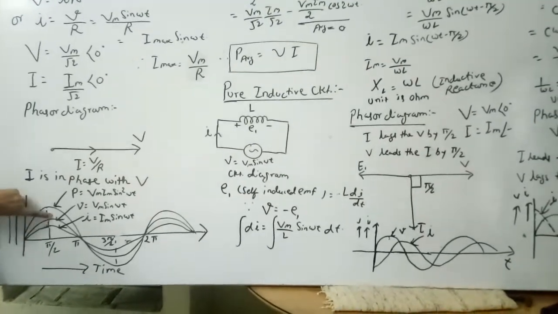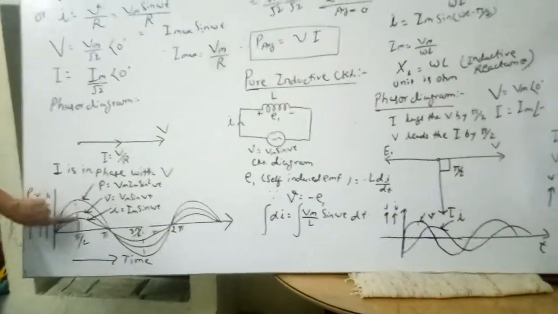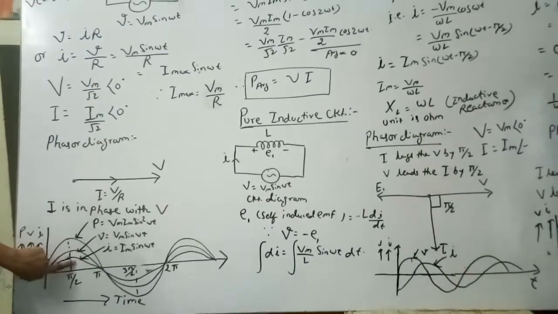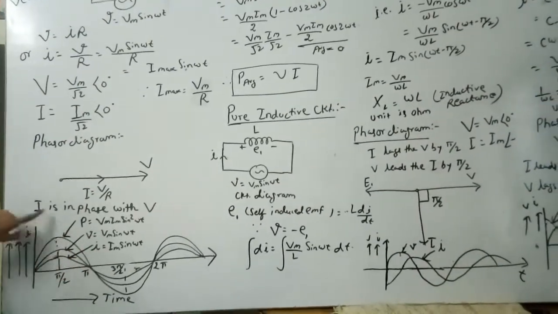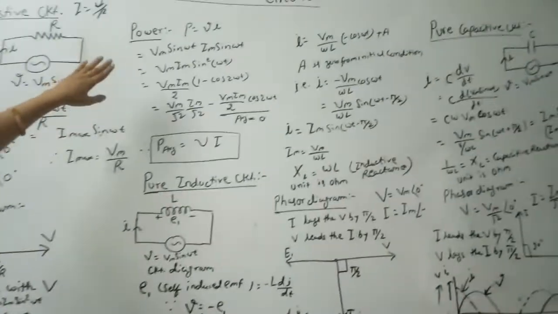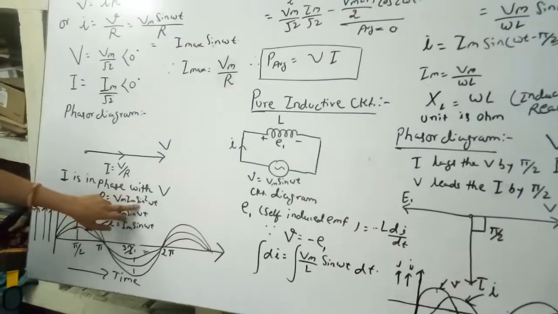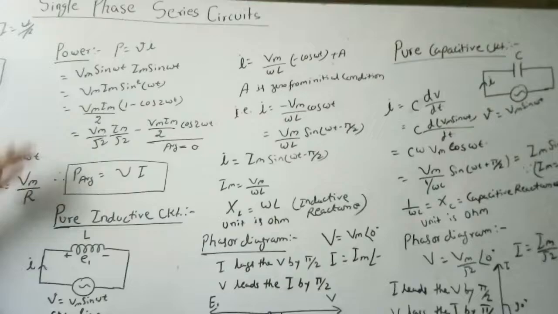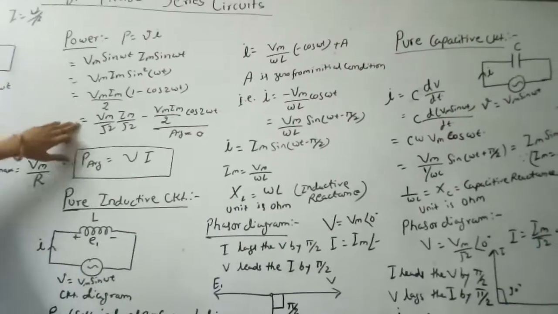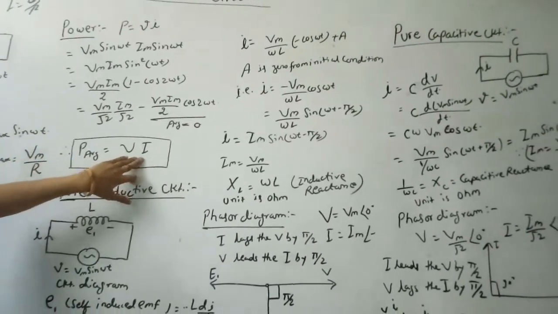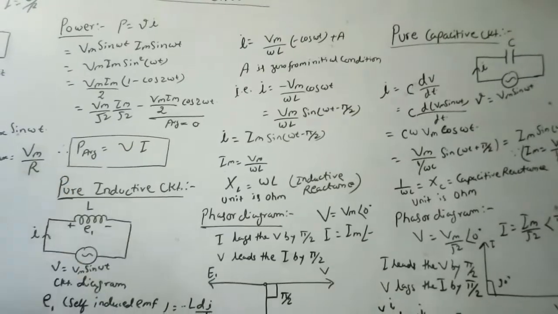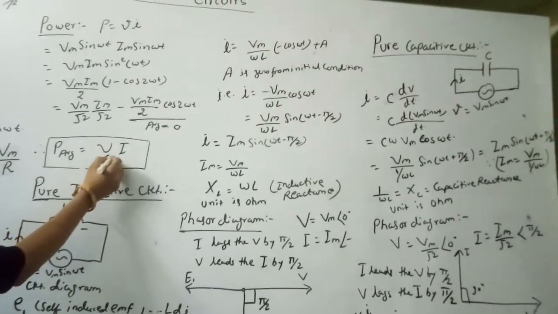Here we see that V has a sinusoidal representation and the current also comes sinusoidal, Im sin omega t, and for power we can derive that P equals vi, that is Vm sin omega t times Im sin omega t, and the power also has a sinusoidal representation. So here is the derivation of power, where the average power equals V RMS times I RMS. It is the RMS value.